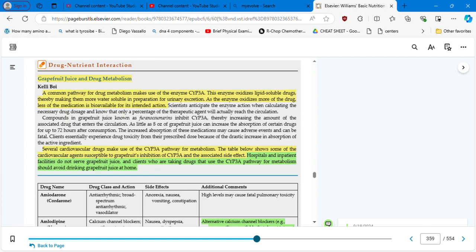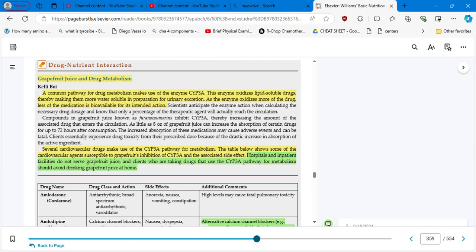A common pathway for drug medication makes use of the enzyme CYP3A. So this enzyme is in the liver, okay? So these medications, the medications for hypertension, usually go through the liver first. This enzyme oxidizes lipid-soluble drugs. Remember that the liver participates in fat and cholesterol metabolism, thereby making them more water-soluble in preparation for urinary excretion. As the enzyme oxidizes more of the drug, less of the medication is bioavailable for its intended action.